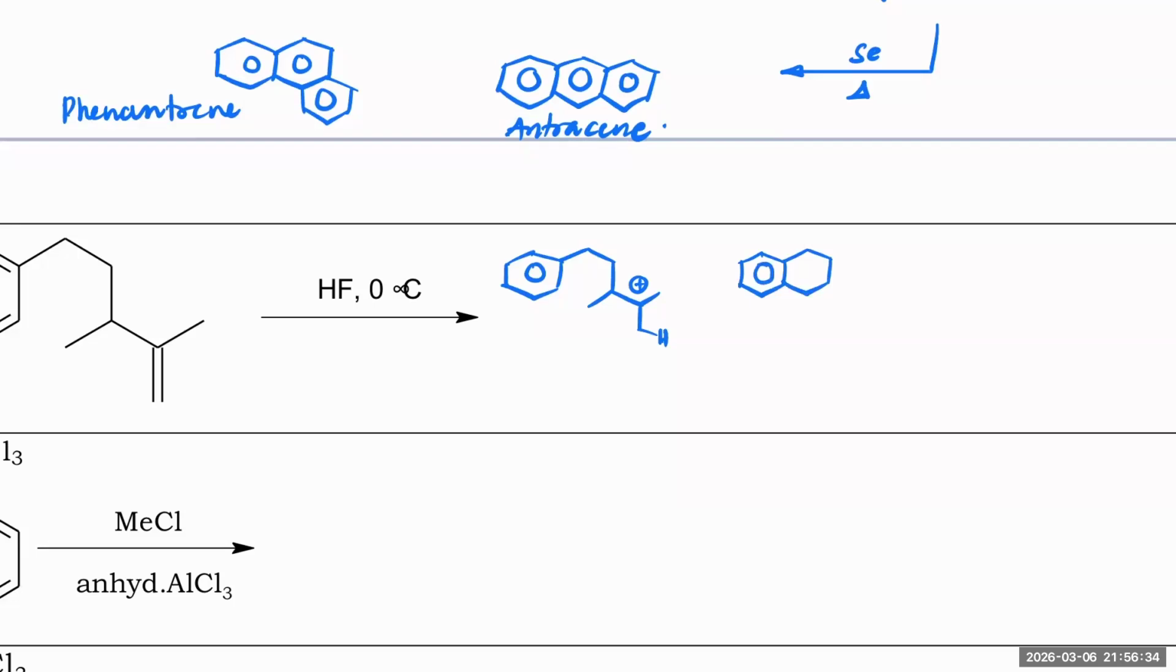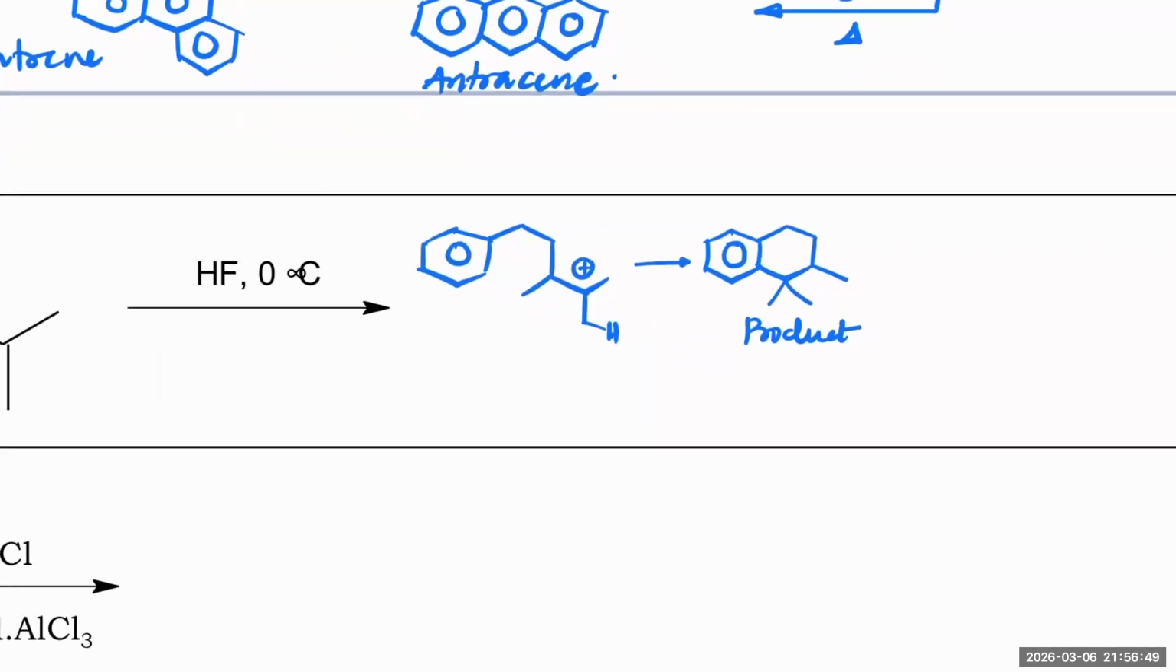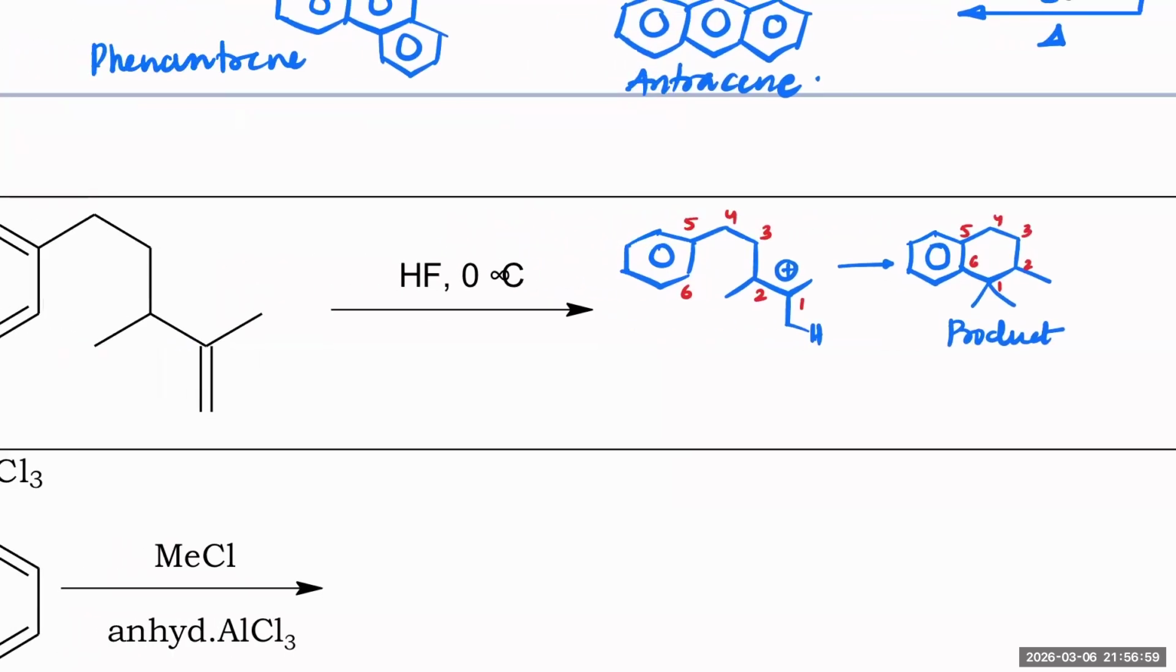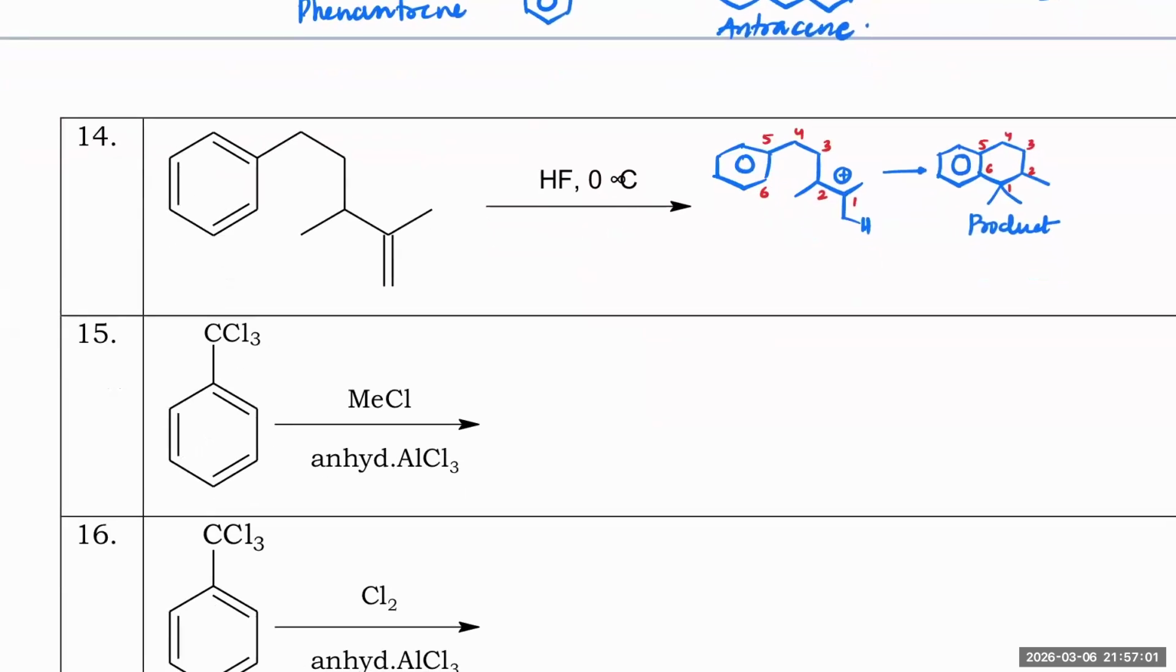On the carbon where it got the cyclic structure, we have 2 methyl groups. Adjacent to that, we have another methyl. So this is the final product. This is the product. So if you see the numbers, we have this as 1, 2, 3, 4, 5, 6. The same way 1, 2, 3, 4, 5, 6. So that is the product formation.